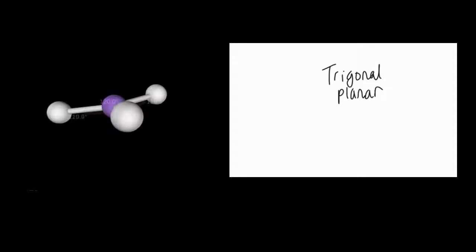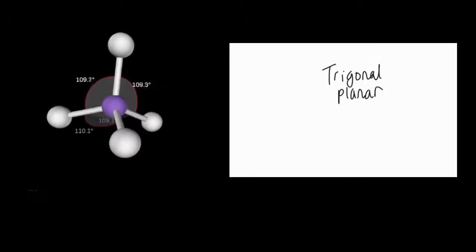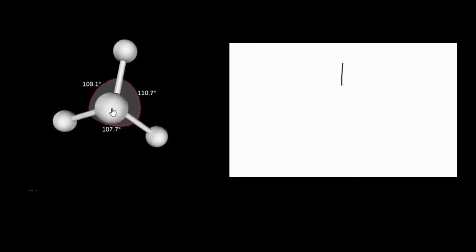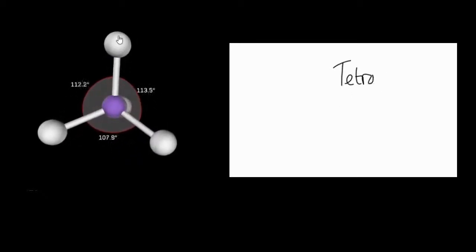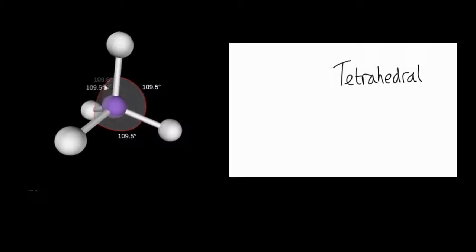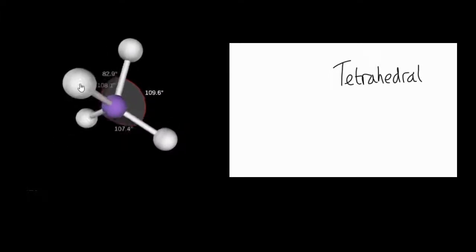So if we add an extra bonding pair, so we've now got four bonding pairs of electrons, they repel to a slightly odd angle of 109.5 degrees. And we call this shape tetrahedral. And all of these bonds are equivalent, so if we shift the molecule around, it just looks the same whichever angle we look at it from.